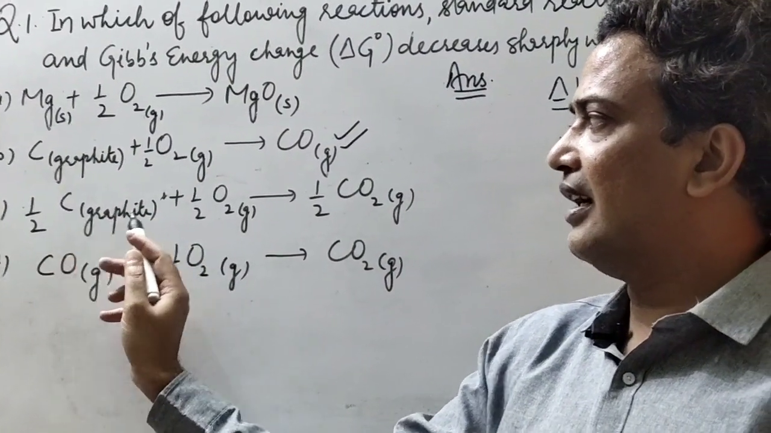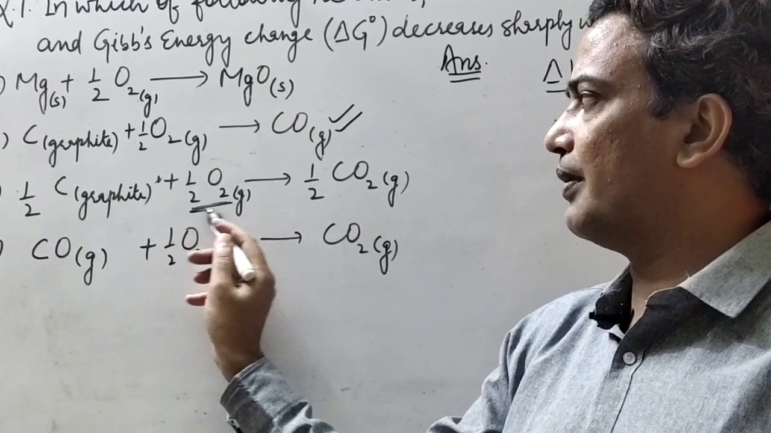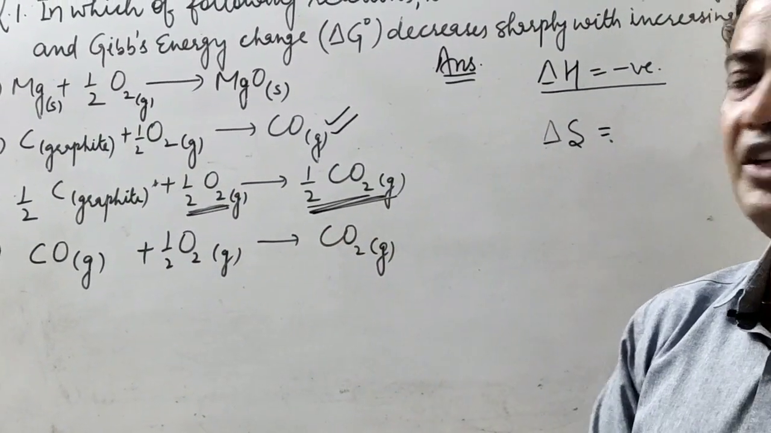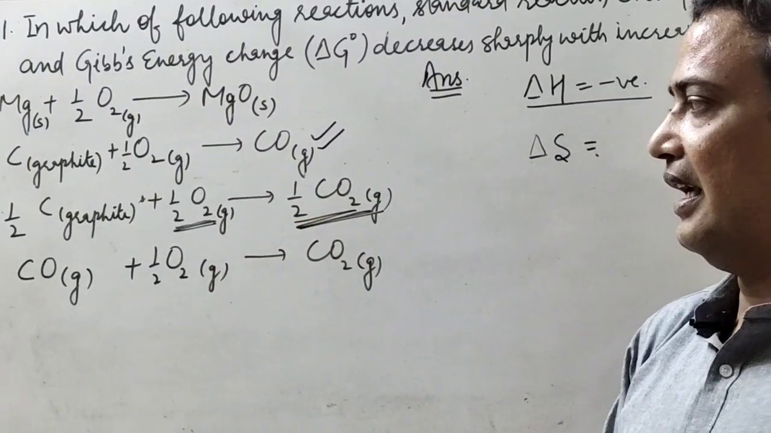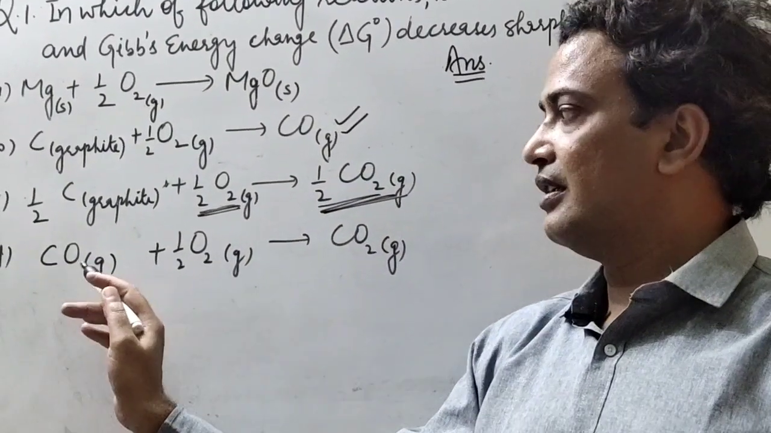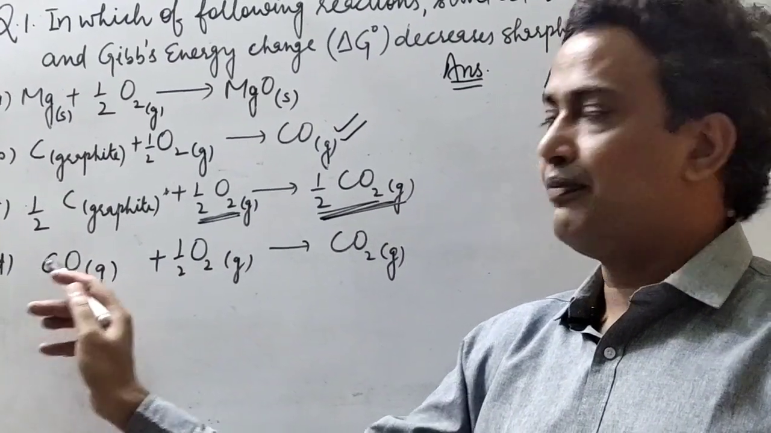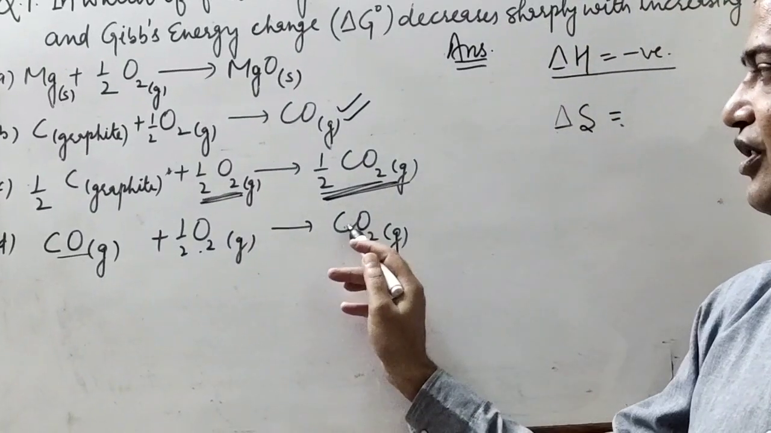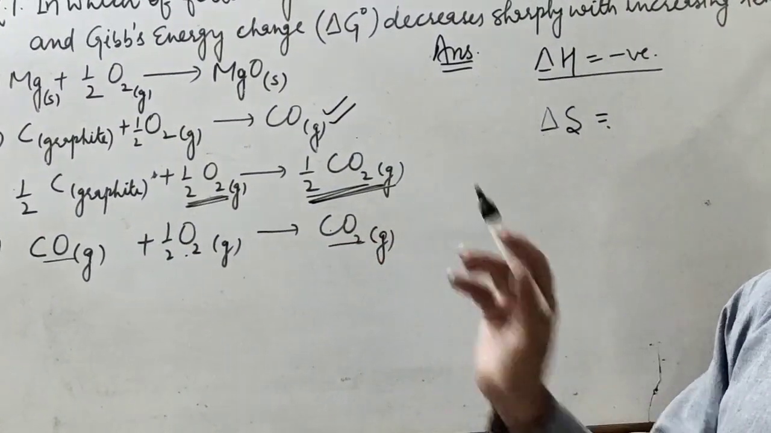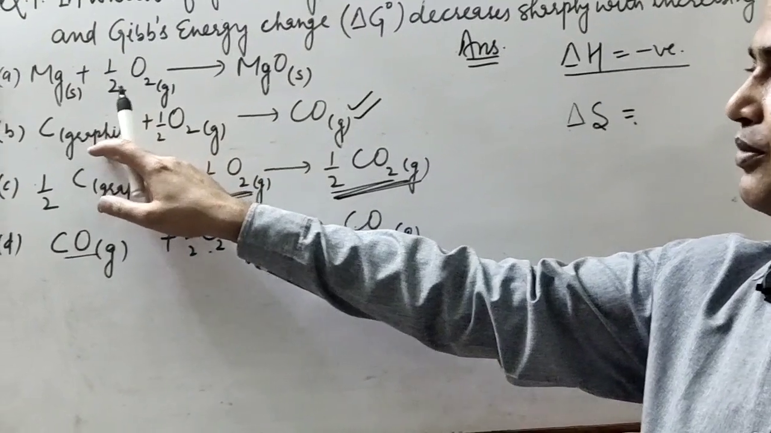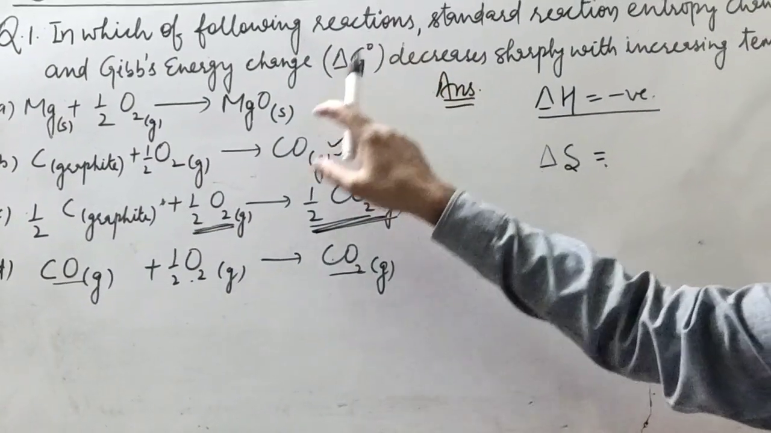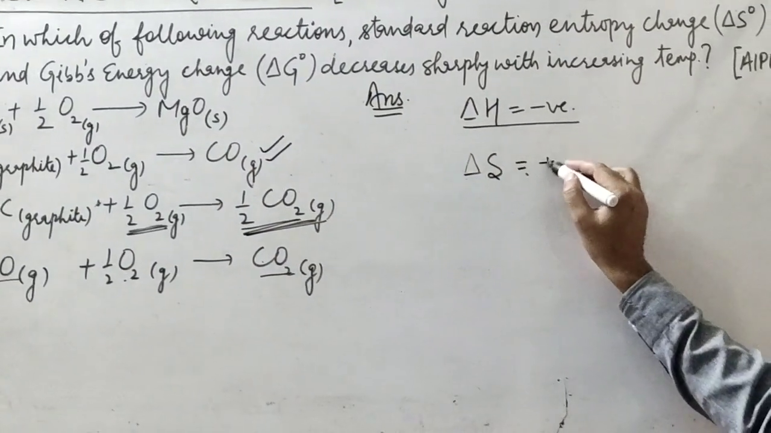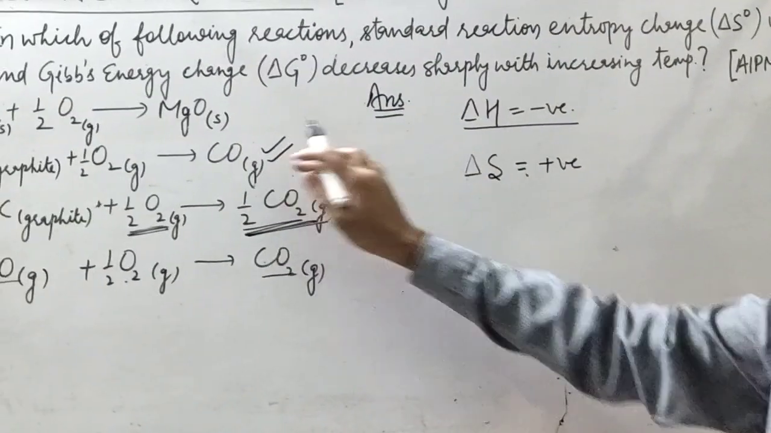In the third case, again you have half a mole of gas being converted into half a mole of gas, meaning entropy does not change. And in the last, fourth option, CO gas 1 mole, half O2 and CO2 1 mole, entropy is decreasing. So only the second option matches our question. Entropy is increasing, positive, in the second option.